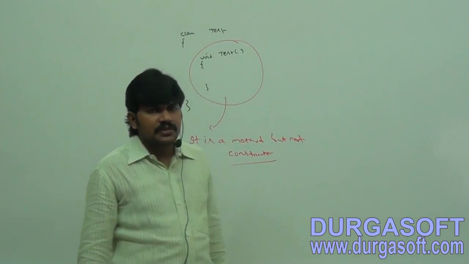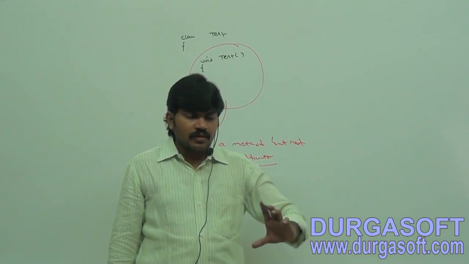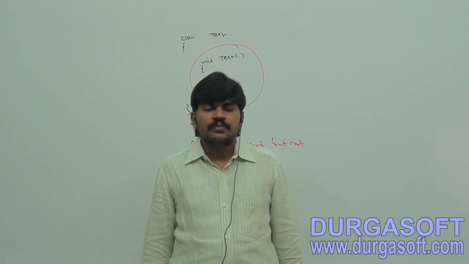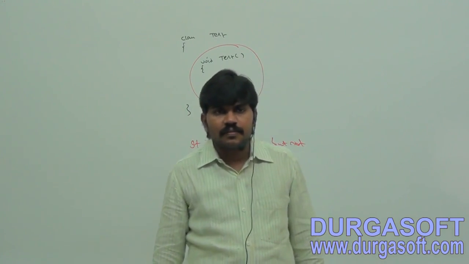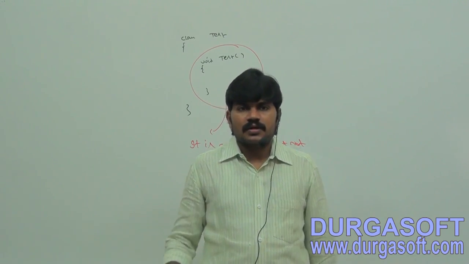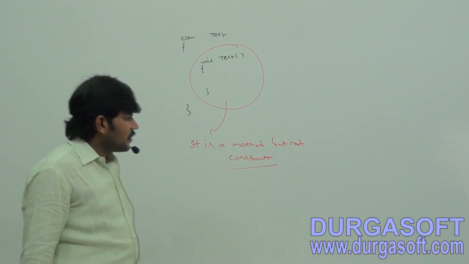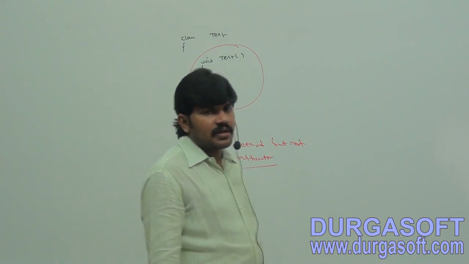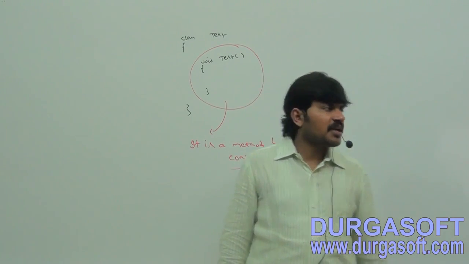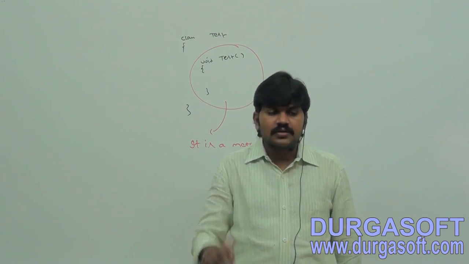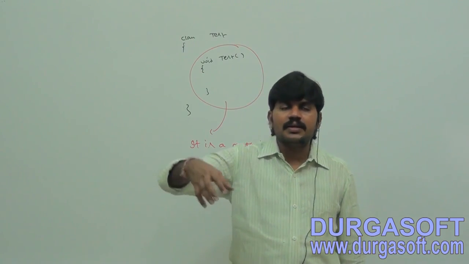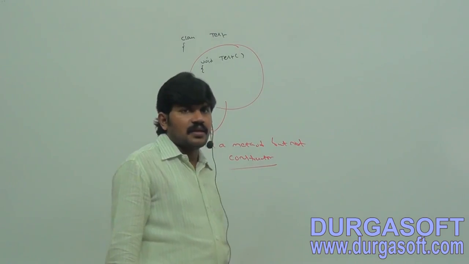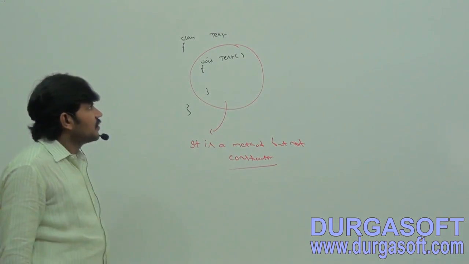By mistake, if we are trying to declare a return type for the constructor, then we won't get any compile time error, because the compiler treats it as a method.